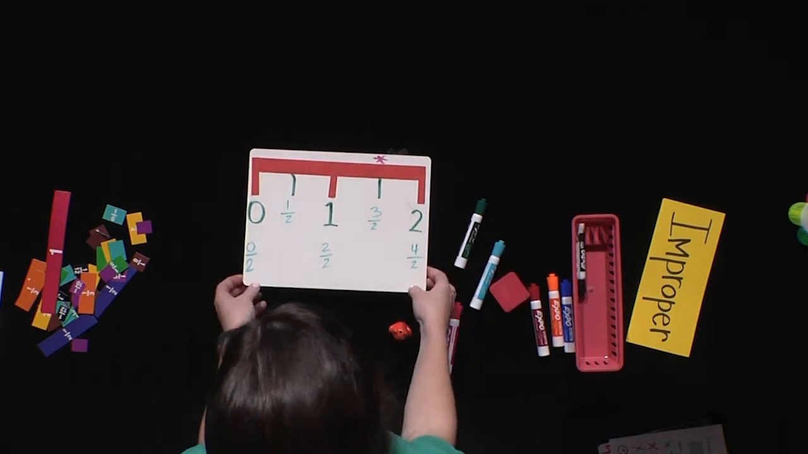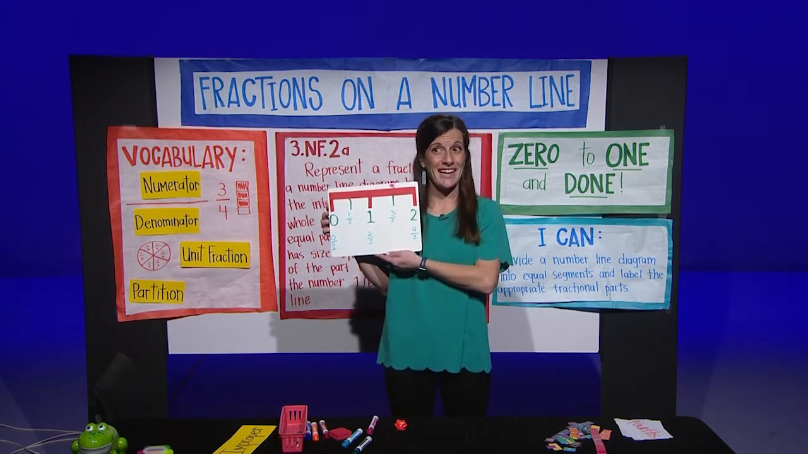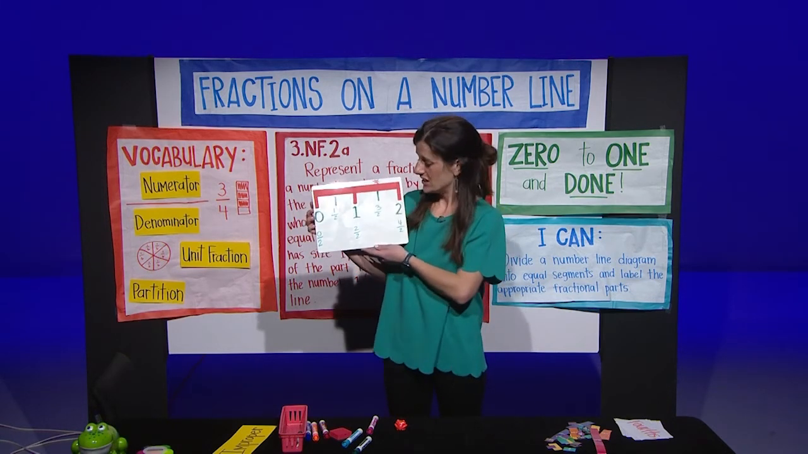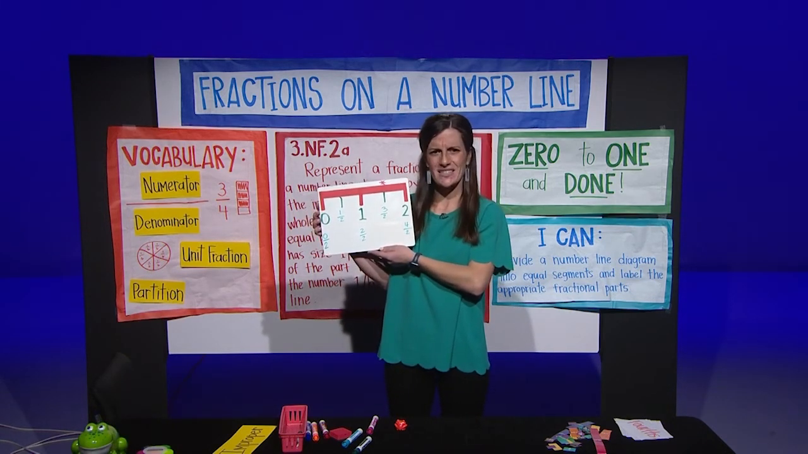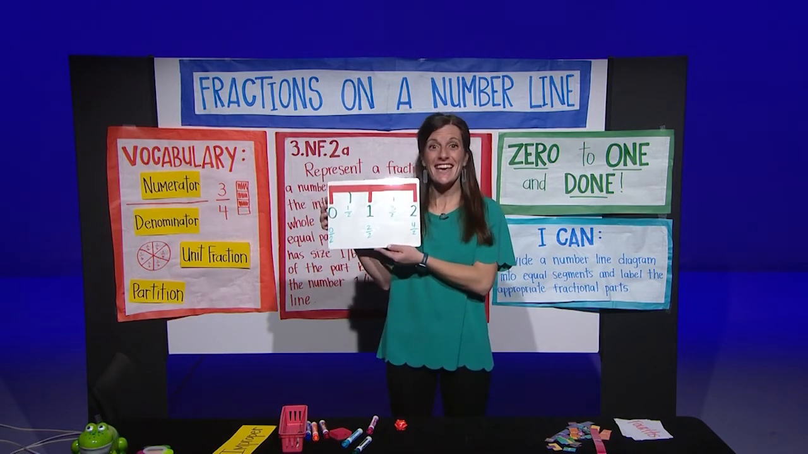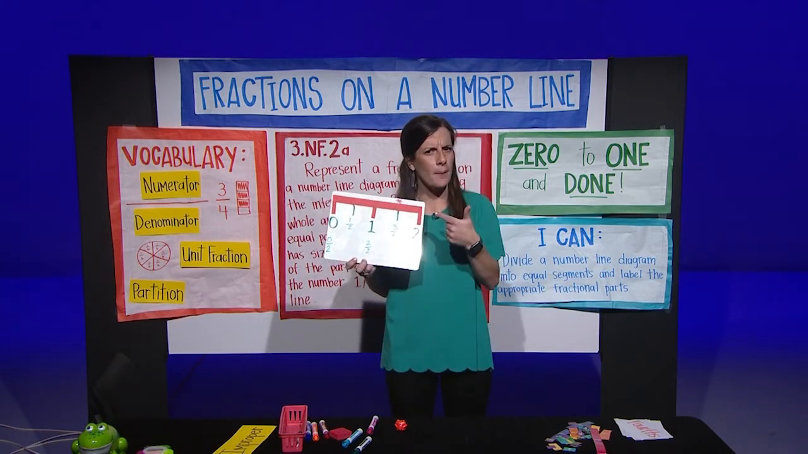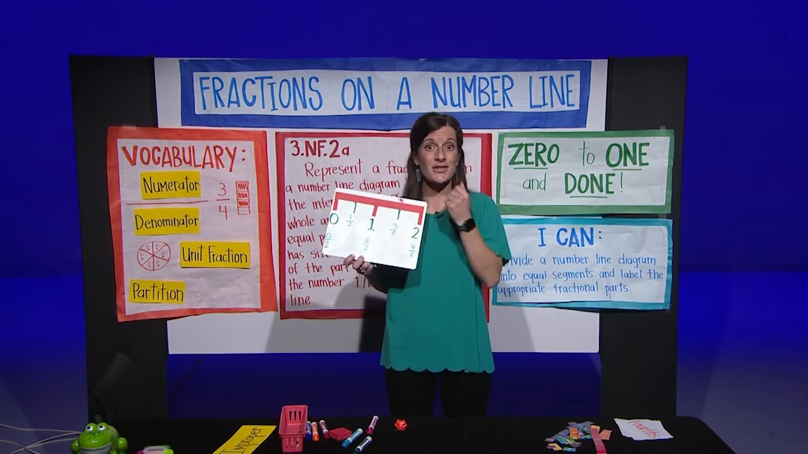Oh no. There's something about this number line that looks a little different. Do you know what it is? Yes. Here, all of a sudden, we've got the big numbers on the top. Let's go to our word wall.